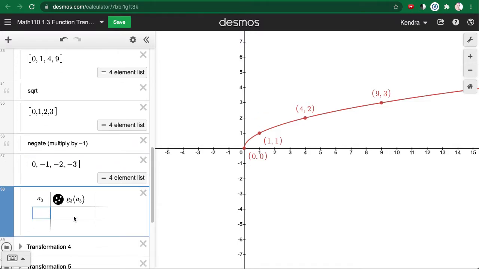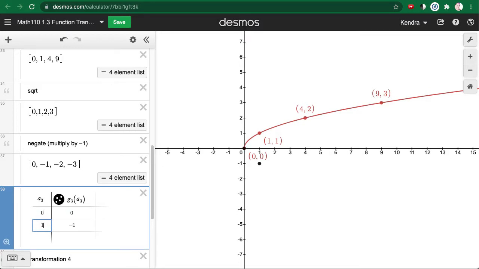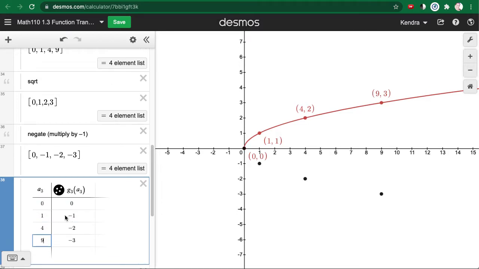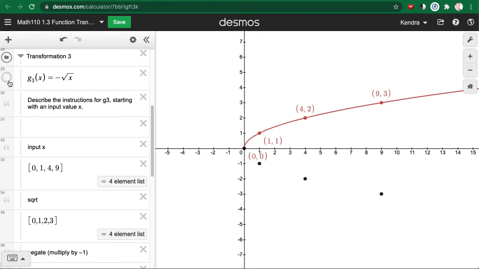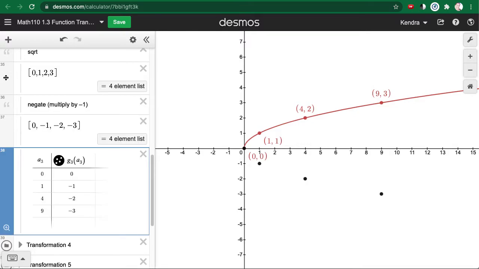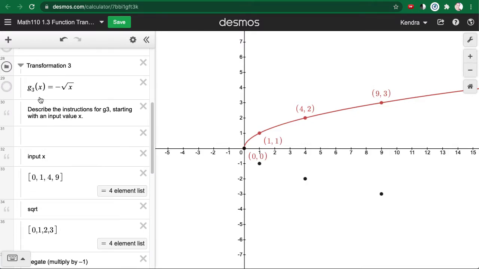Let's put those inputs in here and see if the calculator gets the same thing. 0, 1, 4, and 9. And the outputs are 0, -1, -2, -3. And we confirm that, so here are those key points there. Why does it do that?